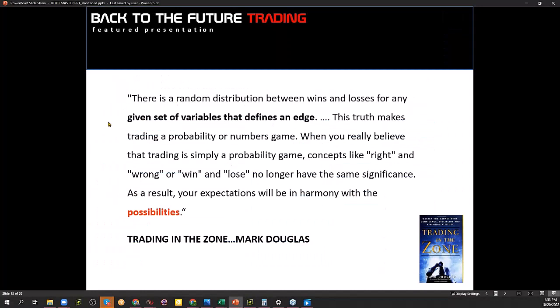So yeah, before we look at charts, I always like to read through Mark Douglas. This is one of my favorite quotes from Mark Douglas.